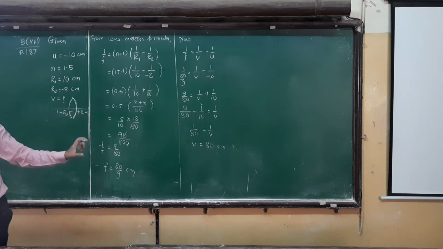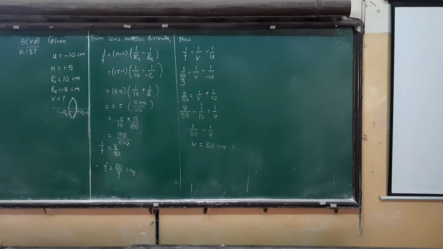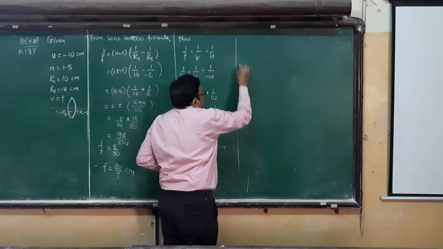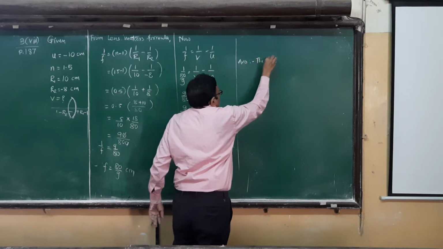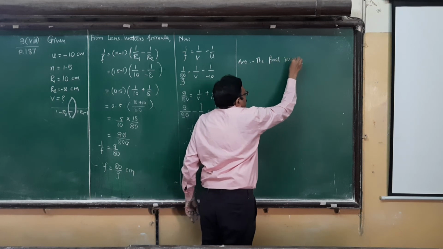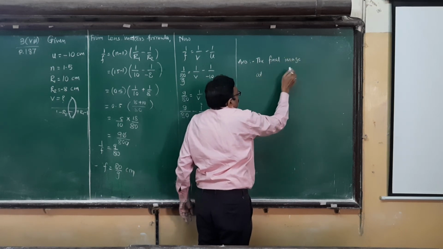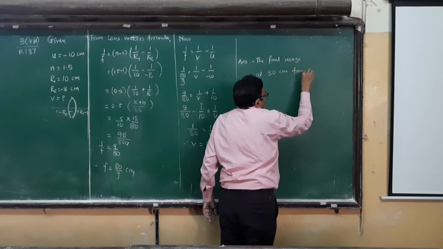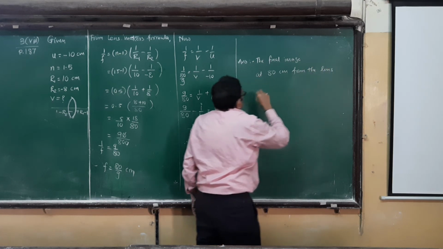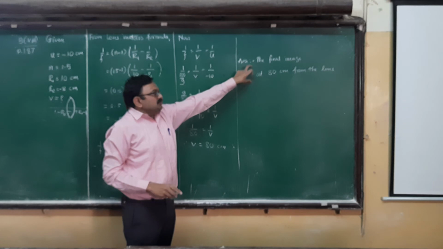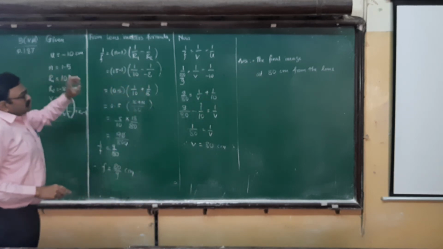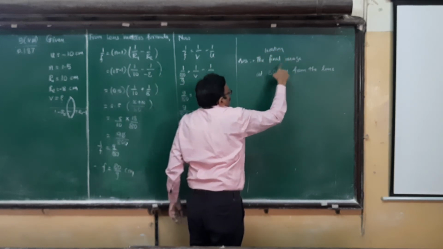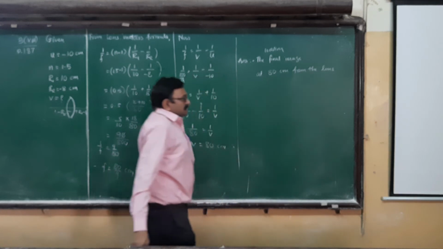Therefore, in the last step, we write the final location of the image will be 80 centimeter from the lens. In the last step, we write the answer like this: the final image will be at 80 centimeter from the lens. Here we were asked the location of the image, so the location of the final image will be at 80 centimeter from the lens.